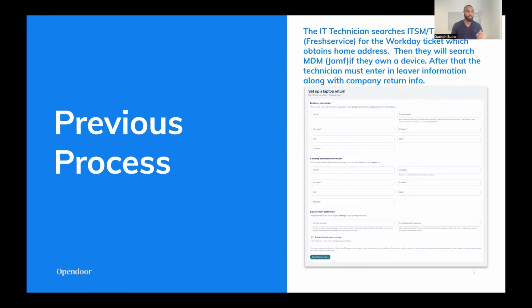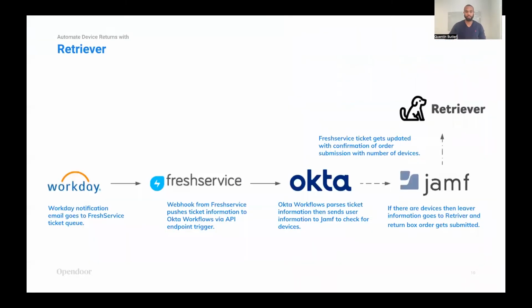The way we had it, a ticket would come in Freshservice, and that ticket would contain their address and things of that nature coming from Workday. Then a technician would copy and paste the address into the platform, and also copy and paste the company return information into the platform, all completely 100% manual. We knew long-term that this was not the best way to do this.